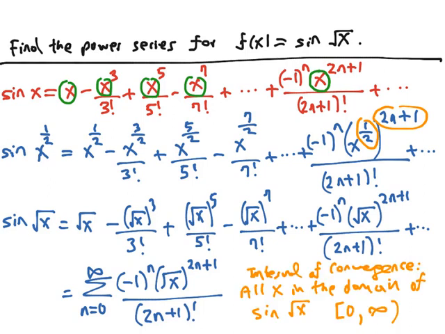When you consider the interval of convergence, you have to be mindful of the fact that our function f of x, the domain is not all real numbers because the inside function is square root, and you can only take the square root of non-negative numbers. For that reason, the interval of convergence, it is all x in the domain of the function, which is restricted to non-negative numbers.